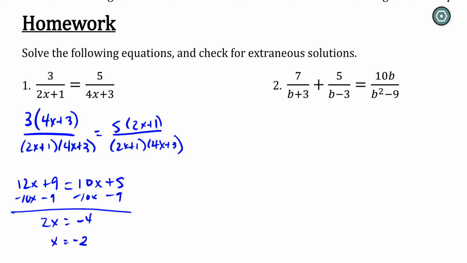Check to see that it's not an extraneous solution. It's not, because undefined values are negative 1/2 and negative 4/3. So that's my solution. Let's take a look at 2.